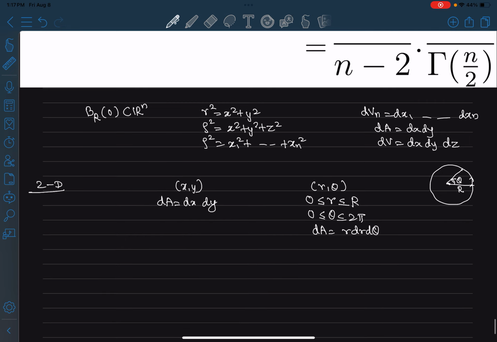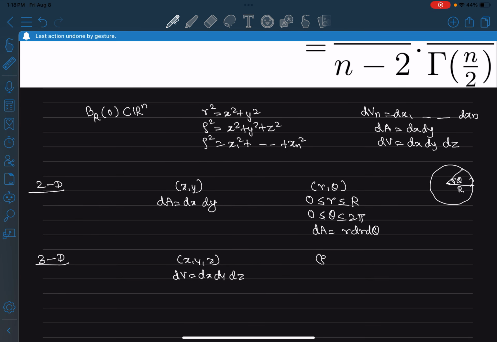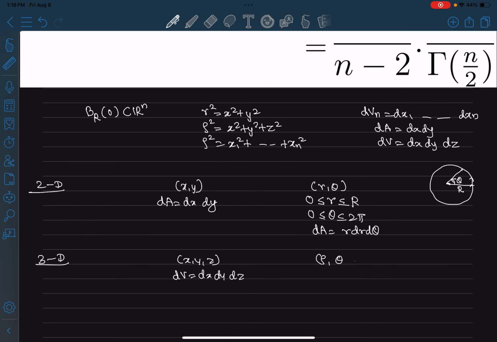Okay, now in 3D, in Cartesian where there are x, y, z, we know that the dV in this case is dx dy dz, right? In the spherical coordinate system, we have three quantities. The first is the radius, and then there's the azimuthal angle which goes from 0 to 2 pi, and then there's the inclination angle which goes from 0 to pi.